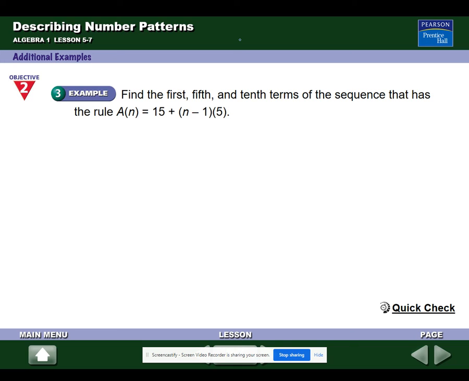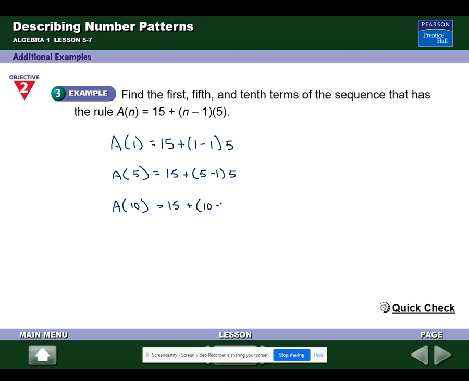All right, lastly, find the first, fifth, and 10th terms of the sequence that has the rule a of n is equal to 15 plus n minus 1 times 5. All right, so let's do it this way. A of 1 is equal to 15 plus 1 minus 1 times 5. A of 5, the fifth term, right, is equal to 15 plus 5 minus 1 times 5. The 10th term, that would be a of 10, equals 15 plus 10 minus 1 times 5. And then we'll just do the simple math on that.